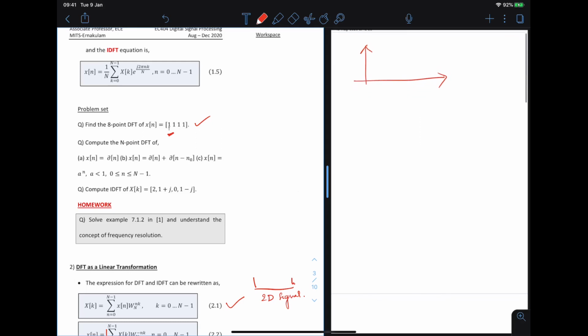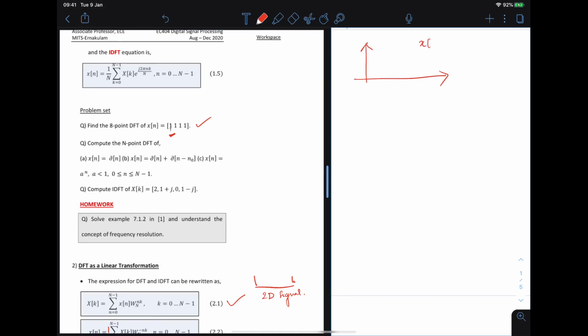If I am giving a signal like this, x of n equal to 1, 2, 1, 1, that means my 0 point, n equal to 0, is having value 2. So for that question, your signal will be like this: 2, 1, 1, 1. So this is just an example.